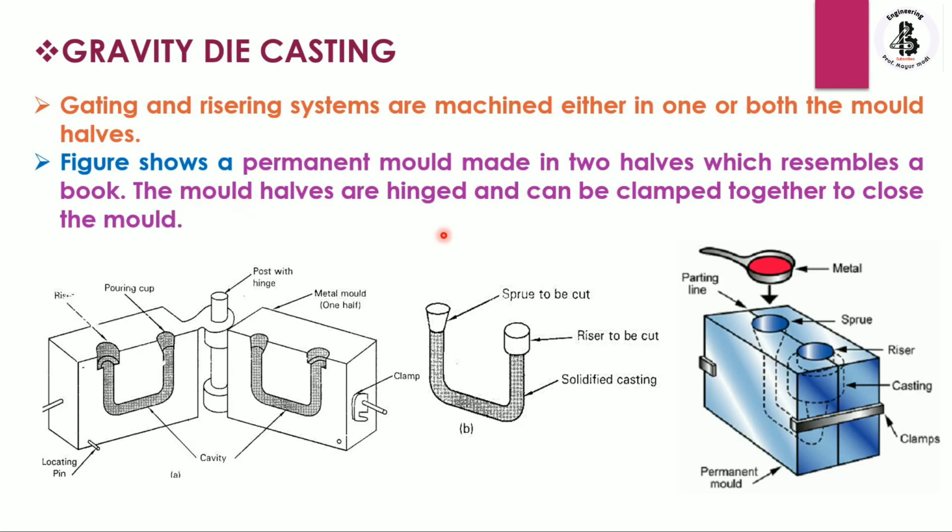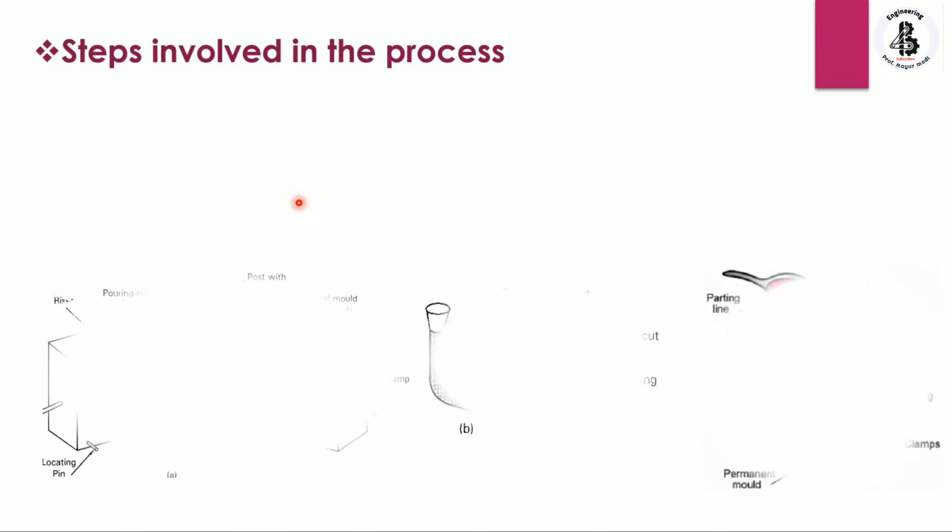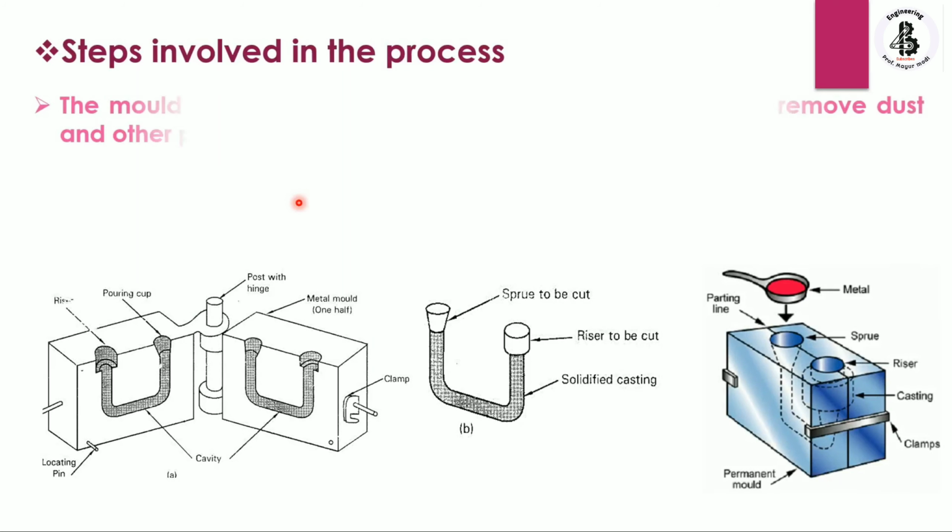The figure shows a permanent mold made of two halves, as already discussed, which resembles a book. The mold halves are hinged and can be clamped together to close the mold. This is the arrangement we already discussed. Some steps are involved in this process. So this is the setup.